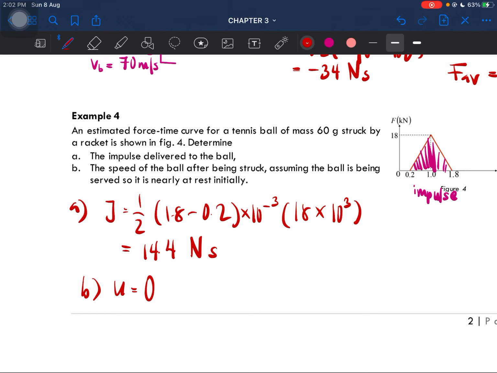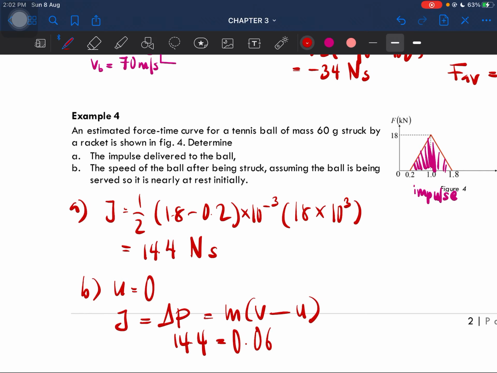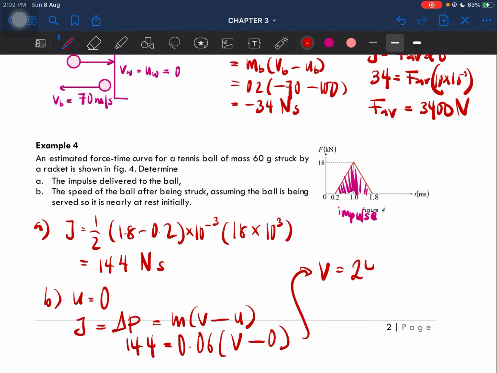So based on this information, we can find the final velocity of the ball by using the impulse equation, which is delta P. So delta P is m(v minus u). We have all the values, just rearrange it. Let me just write in here. 60 gram is 0.06 kilogram. V is what we are looking for, minus 0. Then you'll get the final velocity to be equal to 240 meter per second.